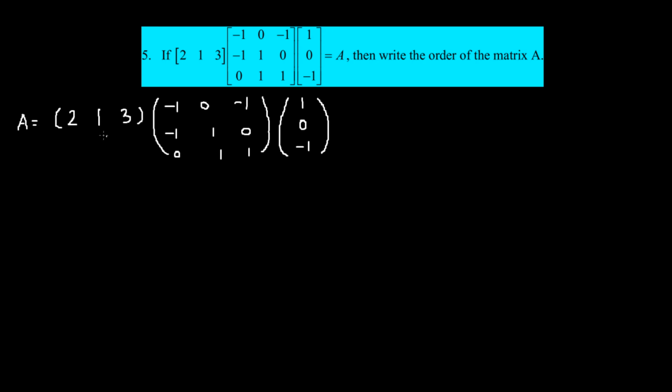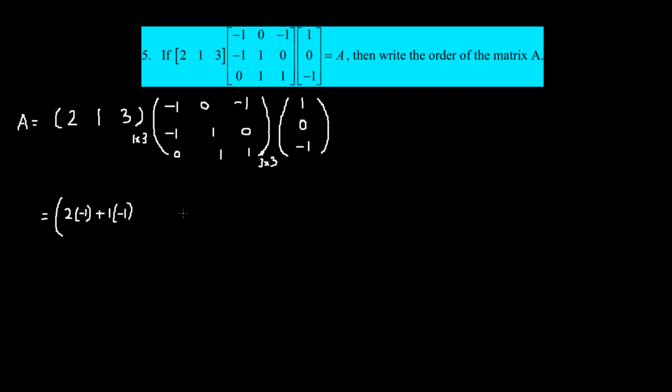So to begin with, we are going to multiply the first 2 matrices. The first matrix is a row matrix, so its order is 1 cross 3, and the second is a 3 by 3 matrix. So when we multiply these 2 matrices, we should get a 1 by 3 matrix. So that means 1 row and 3 columns. So we're simply going to multiply the entries. So this will be 2 times negative 1 plus 1 times negative 1 plus 3 times 0 is 0, so I'm not writing it here.